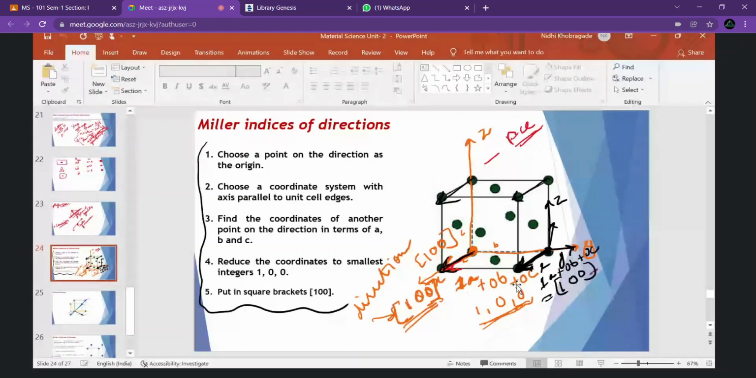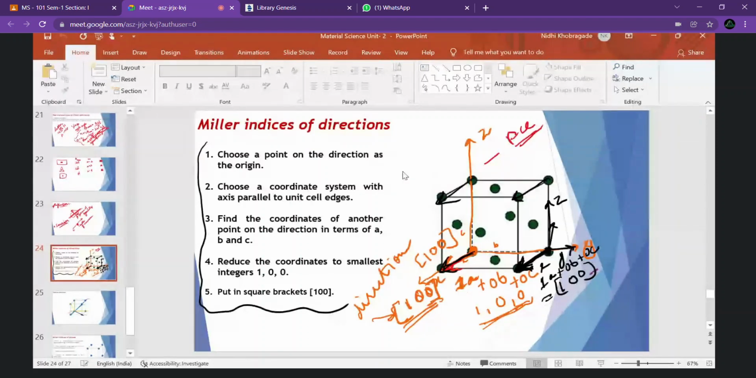Miller indices of directions. In the previous class, have we gone through Miller indices for directions? Yes, ma'am. Okay, fine. So for indexing the directions, there are certain steps. Initially, we have to choose a particular direction, and in that direction we have to choose our origin. That was the initial rule.